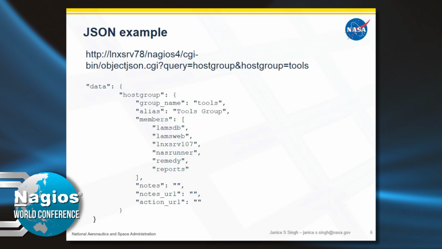For anyone who's not familiar with JSON, it was originally made for JavaScript, hence the JS at the beginning of it, but lots of languages support it now. We're using Perl. But one of the things I like about JSON is that it's human readable. If you've never seen it before, you can look at that and probably guess it's about a host group called tools, and those are the hosts that are in it.